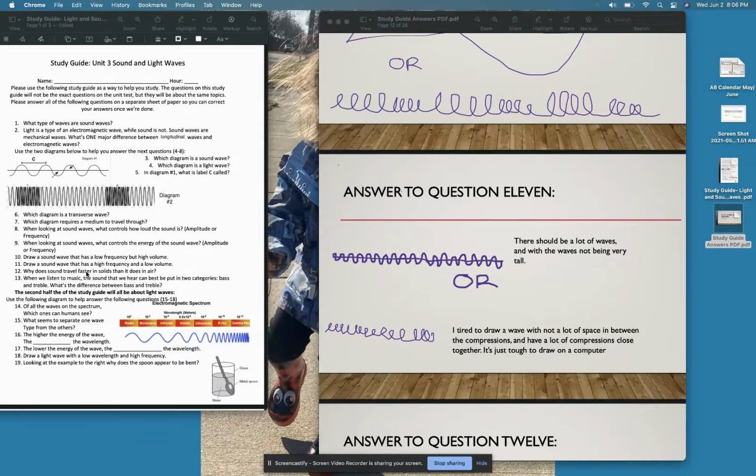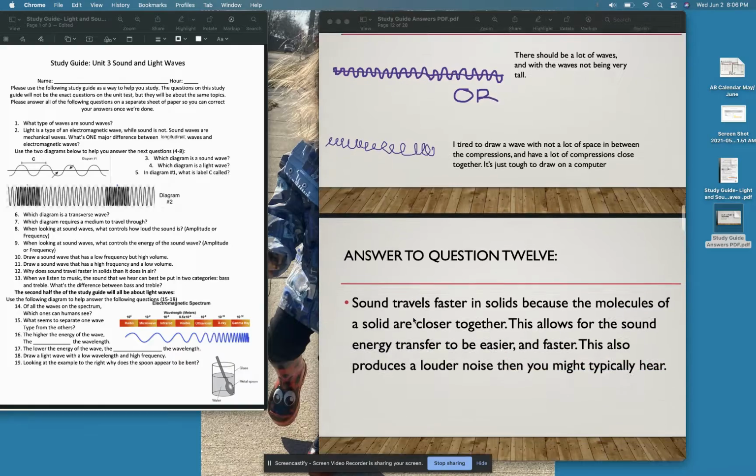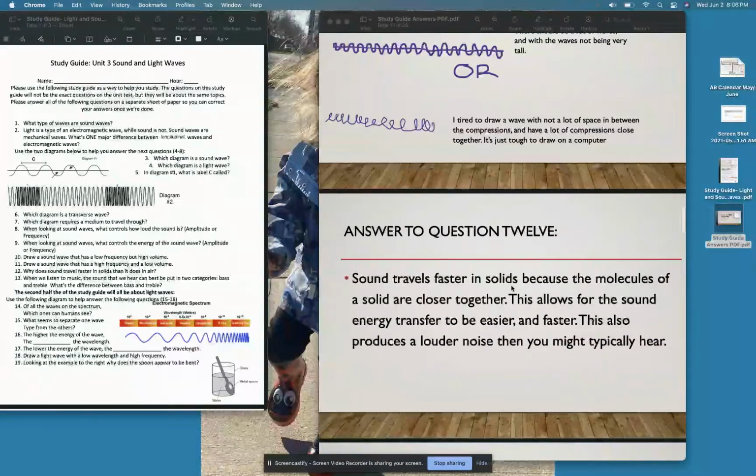All right, so why does sound travel faster in solids than it does in the air? Remember, sound requires a medium. So sound travels faster in solids because the molecules of solids are closer together. Since the molecules are closer, energy can transfer easier, faster. So that often produces loud noise. Like if you knock on a door, or if you put your head down on a lab table and knock on it, it sounds really loud because the sound can transfer so much faster and easier through solids.